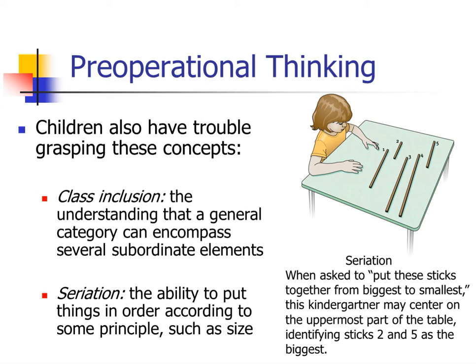The next one is seriation, the ability to put things in order according to a principle such as size. And here you have a little girl who has the sticks in front of her, and if you were to ask her to put these into order as far as size, she might just use 1, 2, 3, 4, 5, or she might try to grab some of the longer ones, but she might not be able to compare 3 and 4 and 1 as being totally different. And it might also have to do with how close it is to her. If it's closer to her and it looks bigger, she might select that one.